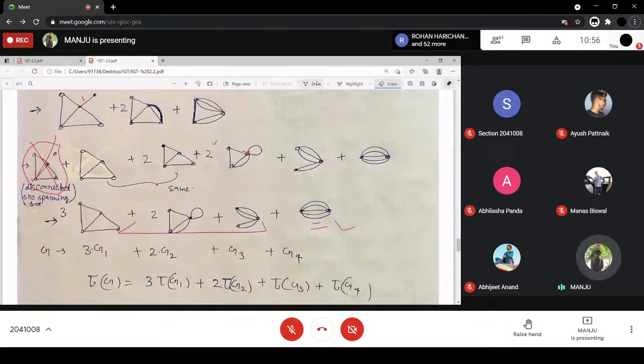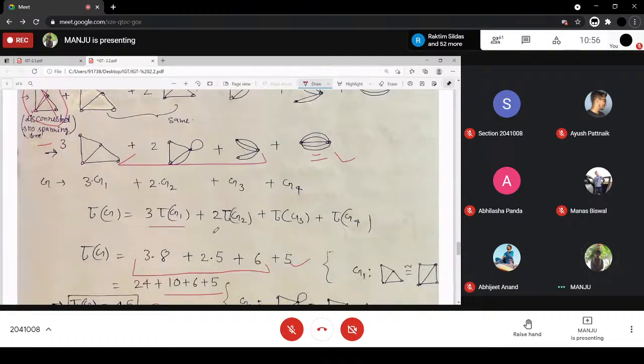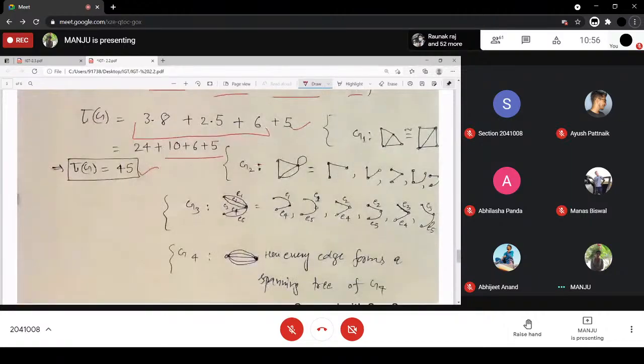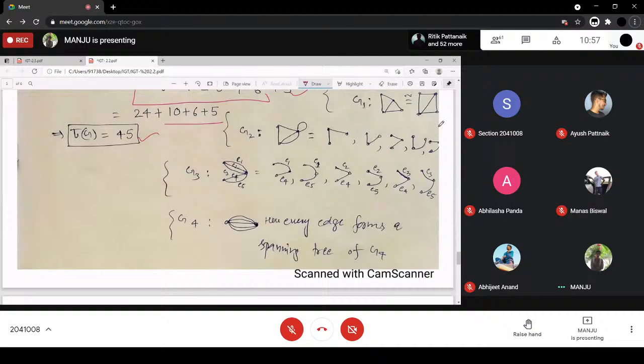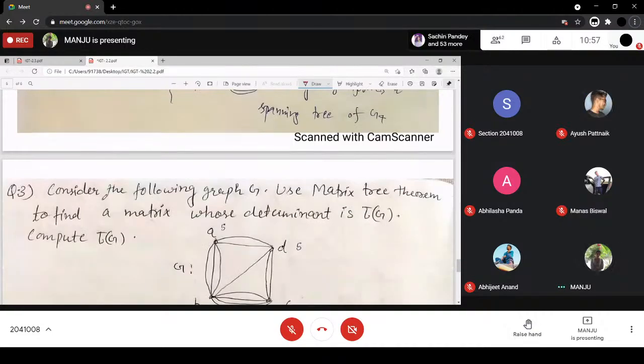We haven't counted any spanning tree for this one because it was disconnected. Okay? And you can see whatever we have discussed. This is isomorphic to this one, that's why 8. For this one, 5. For this one, 6. For this one, again 5. Okay? And then multiply by the number of graphs of the particular type.